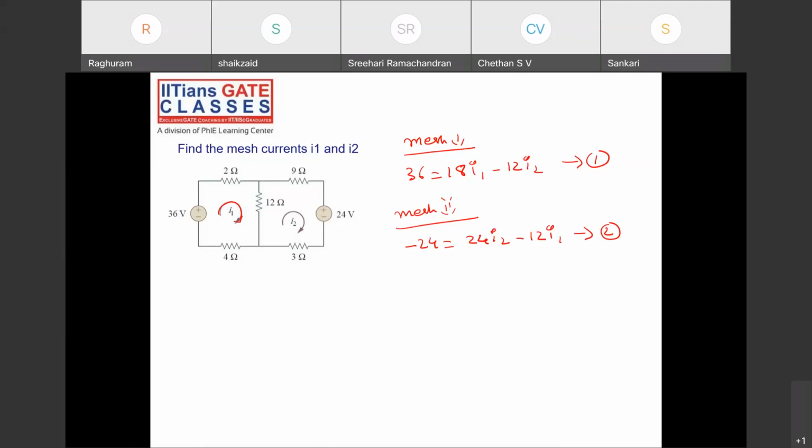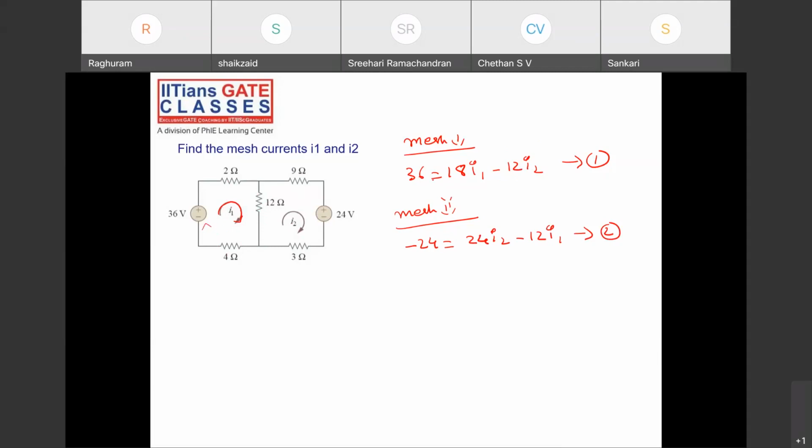Clear, everyone? What did I do? I added all the resistors in this mesh. 2 plus 12 plus 4 is 18. 18 into the mesh current I1. And what about the common one? 12 into minus of I2. Okay, it's in the opposite direction. And this is going in minus 36, in this direction, minus 36.